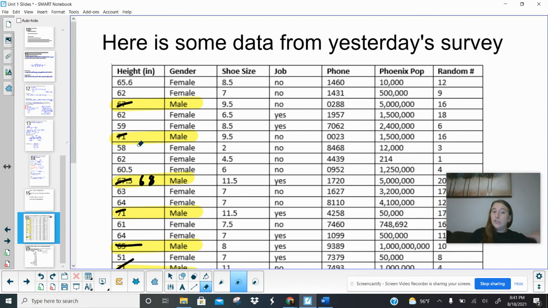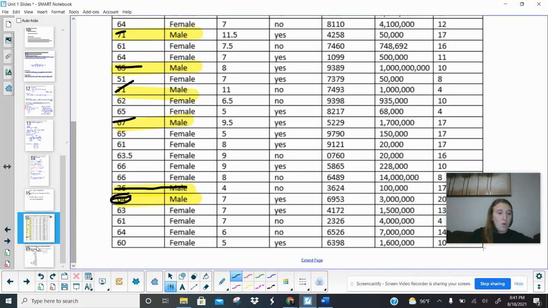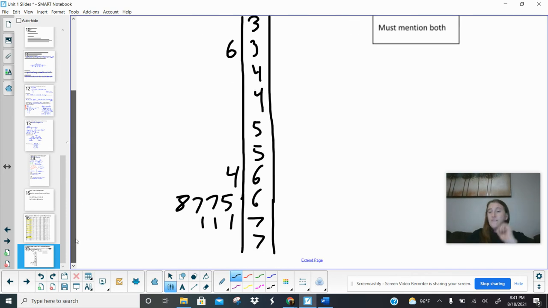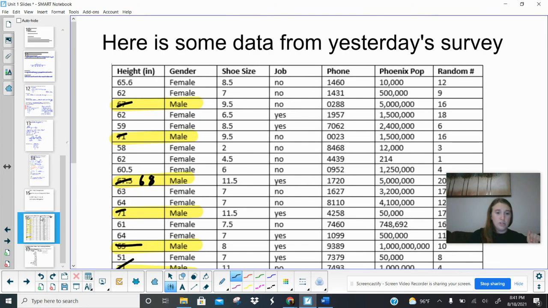Okay, now I want you to try it for the females. Same thing, make sure you're rounding everything up. Hopefully we can go from there and get our female distribution, and then we can talk about comparing these two different distributions. So let's see, I've got, this is a 66.